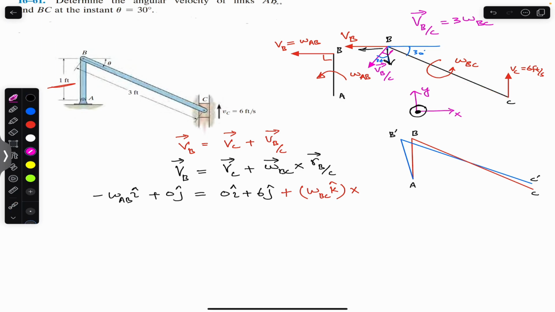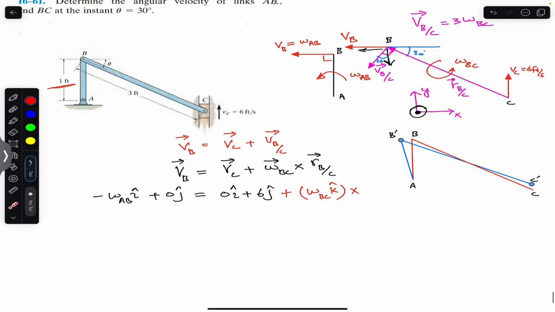So let's draw that, so that we will have that position vector from C to B. We can say that this pink line represents the position vector of B relative to C. Now we need to write this in terms of its components. This BC is making 30° with the horizontal here. So this position vector from C to B will have two components, one in this direction and one in this direction. This component will be the cos component, and this one will be the sine component.